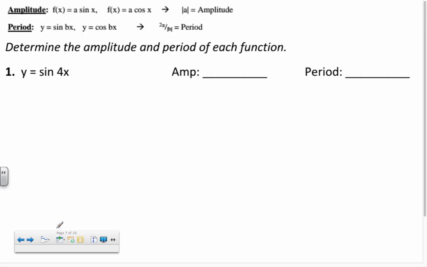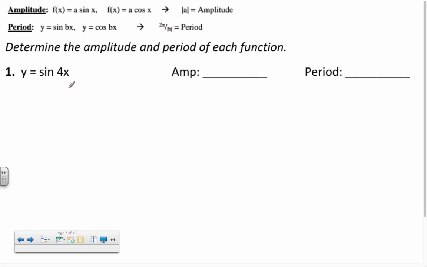So if we take a look here, I'll put up here how to calculate the amplitude and period of a sine or a cosine function, where the function is a sine of x or a cosine of x. Or for the period, you have sine of bx or cosine of bx. Now, obviously, you can have both a and b in a function at the same time. To find the amplitude, we find the absolute value of a. To find the period, we find 2 pi over the absolute value of b.